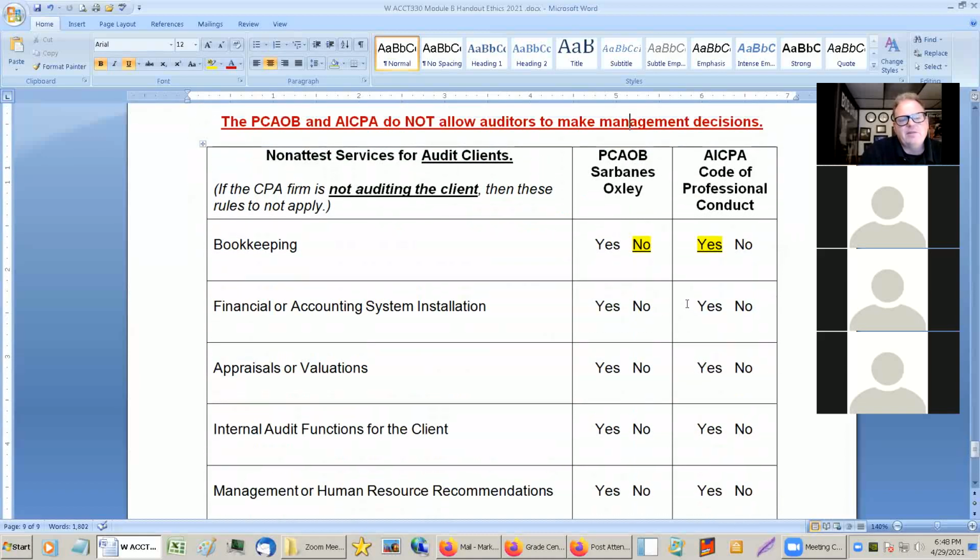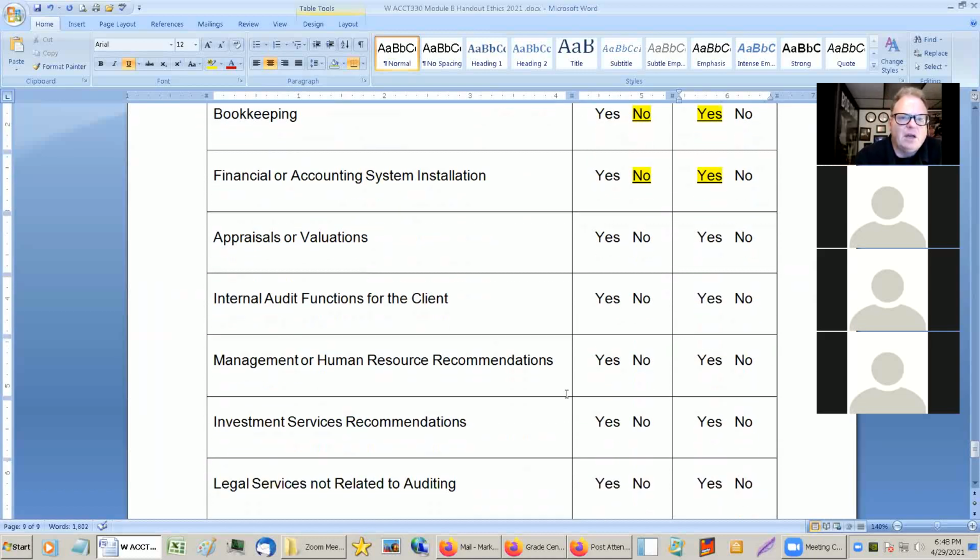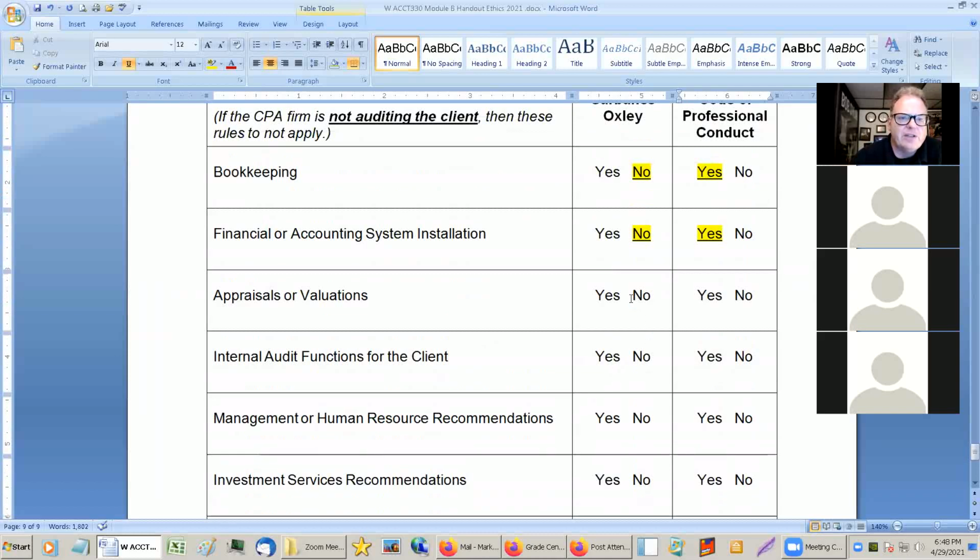Okay, financial accounting system installation. You probably saw this coming. No for Sarbanes-Oxley. And yes for the AICPA, as long as it is not their own accounting system. So if it's an off-the-shelf system. If they made the system themselves, they would be auditing themselves. So it has to be an off-the-shelf system, like Peachtree or QuickBooks or something like that.